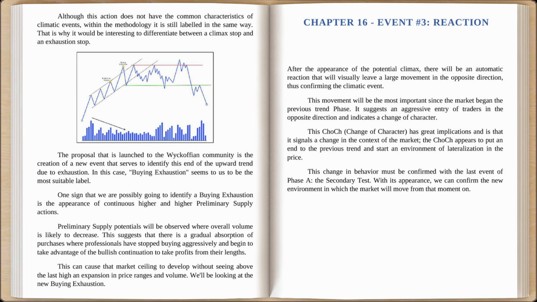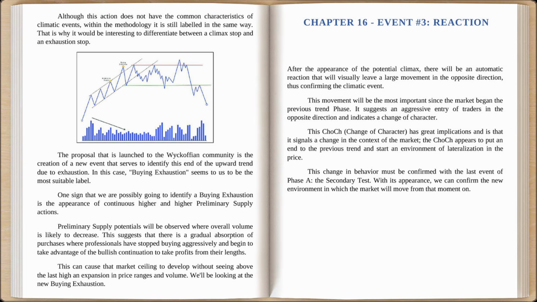Chapter 16. Event number 3, reaction. After the appearance of the potential climax, there will be an automatic reaction that will visually leave a large movement in the opposite direction, thus confirming the climatic event. This movement will be the most important since the market began the previous trend phase. It suggests an aggressive entry of traders in the opposite direction and indicates a change of character. This change of character has great implications, and it signals a change in the context of the market. It appears to put an end to the previous trend and start an environment of lateralization in the price.